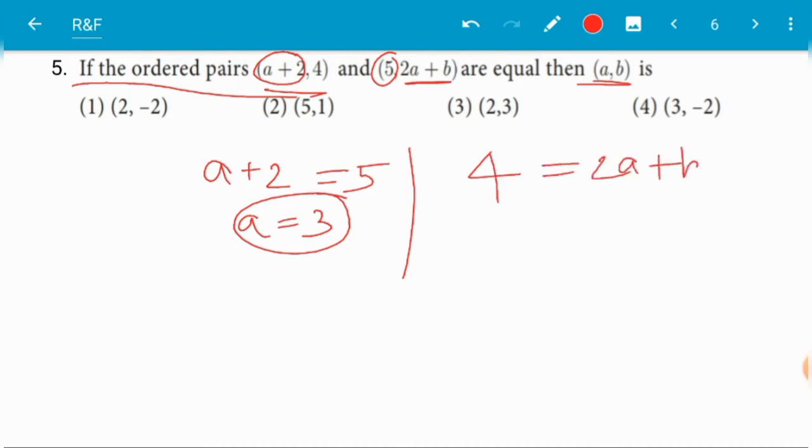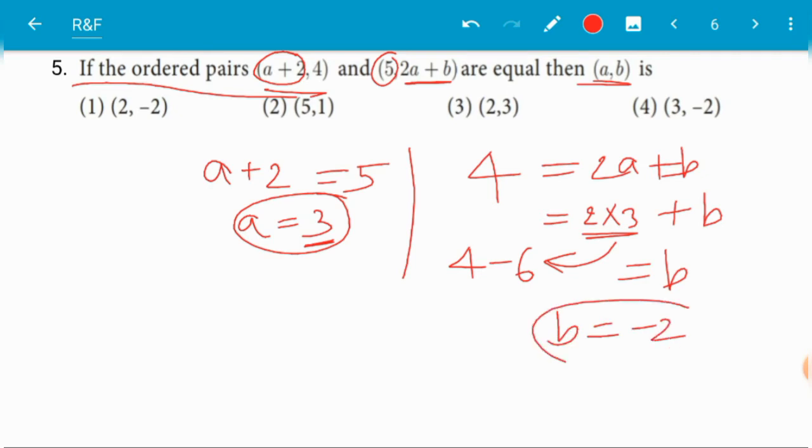So from here, a is equal to 3. Yes or no? Now equate the second coordinates. The second one is 4 here, and here the second one is 2a plus b. We have a value, so put a value here. So 2 into 3 plus b. So 6 is coming. 4 minus 6 is equal to b. So b is equal to minus 2. So (3, -2) is the correct answer, where we have option 4. Option 4 is the correct one. Super important questions, all are. Next question.